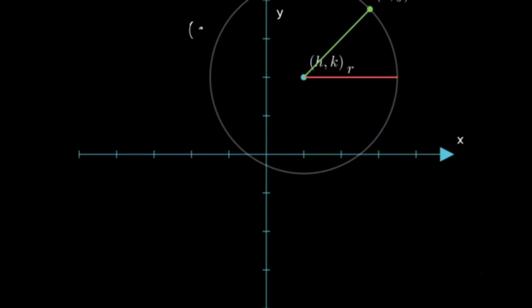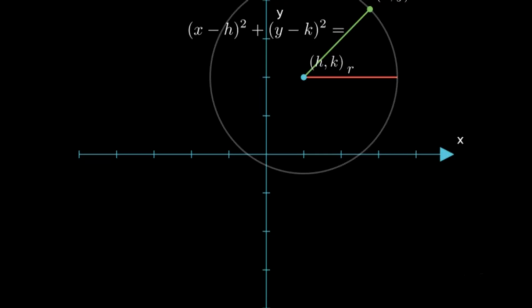To express this distance constraint mathematically, we use the distance formula derived from the Pythagorean theorem. The square of the distance between 2 points equals the sum of squares of differences in their coordinates. This gives us the left side of our equation, (x minus h) squared, plus (y minus k) squared.